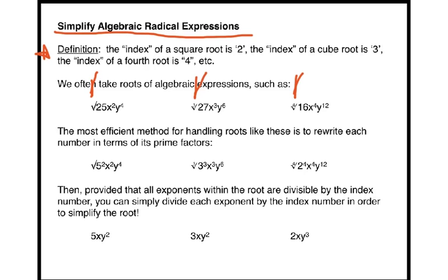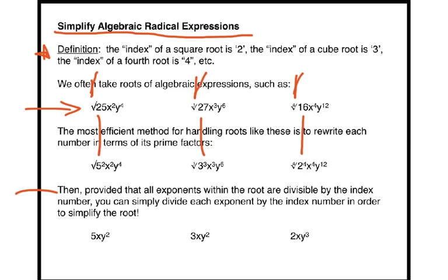We often take roots of algebraic expressions, such as these. The most efficient method for handling roots like these is to rewrite each number inside the radical symbol in terms of its prime factors. So for instance, 25 is actually 5 squared, 27 is actually 3 cubed, 16 is actually 2 to the fourth. We could have written 16 as 4 squared, but we'll prefer 2 to the fourth because the index is a 4. Then, provided that all the exponents within the root are divisible by the index number, you can simply divide each exponent by the index number in order to simplify the root, and the root symbol goes away.